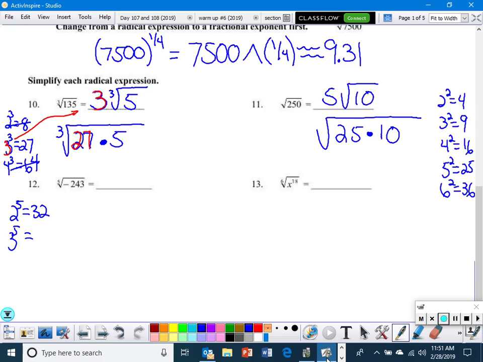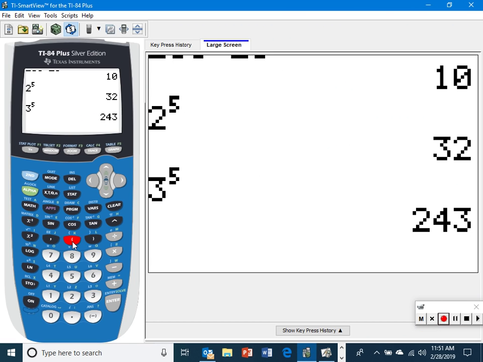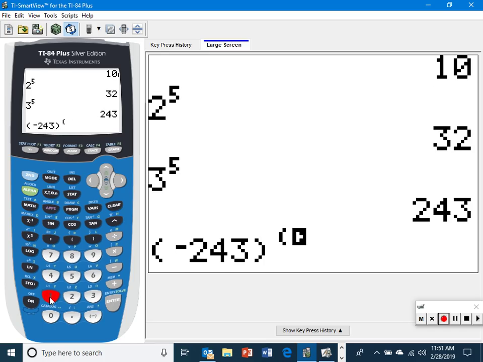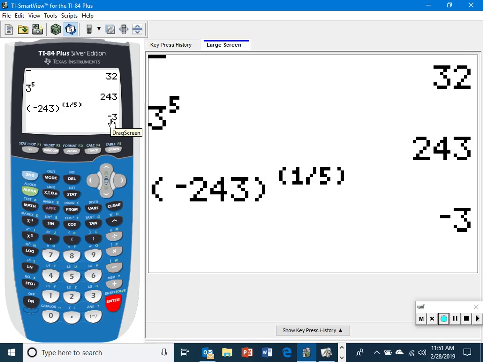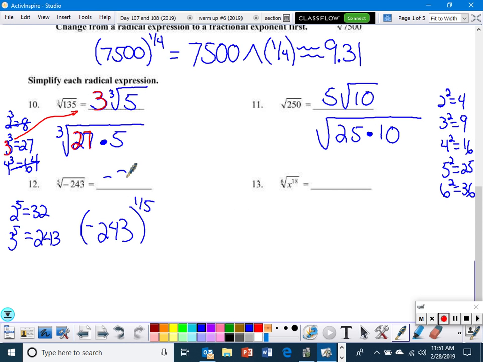All right. So that means it works exactly. Okay, but there's a negative in front of it. So negative 243 to the 1/5. Okay, let's check it out. Negative 243 to the 1/5 power. Hey, look at that, negative 3. So that one turns out to be exactly negative 3.